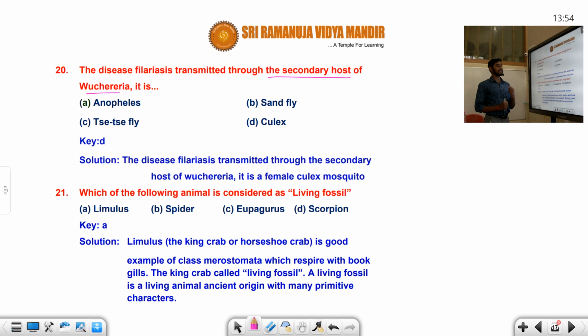Now you can see the solution. The disease filariasis is transmitted through the secondary host of Wuchereria. It is the female Culex mosquito, right? So for question 20, option D is the correct answer.